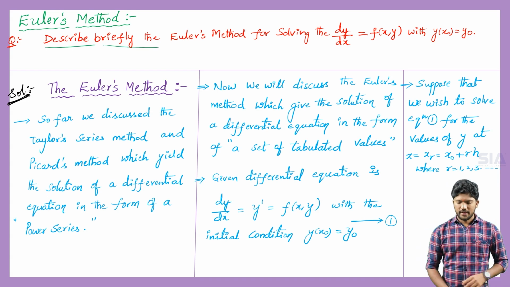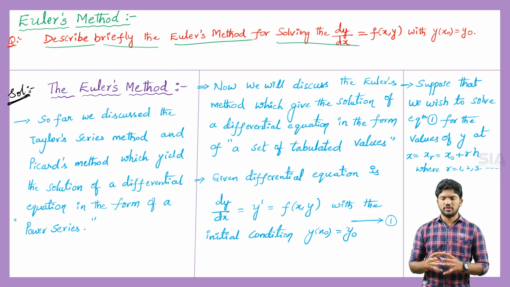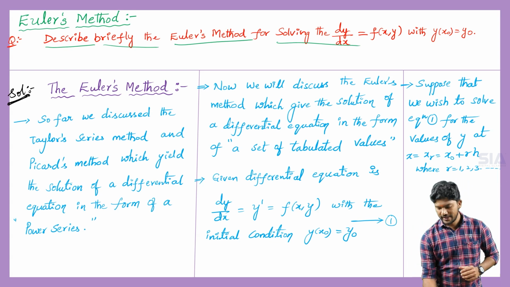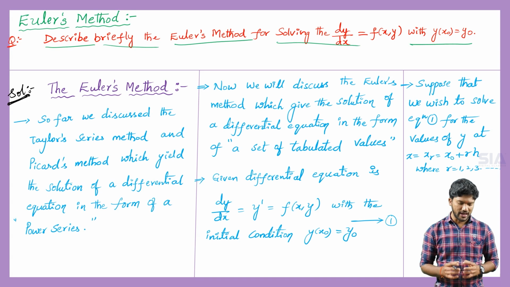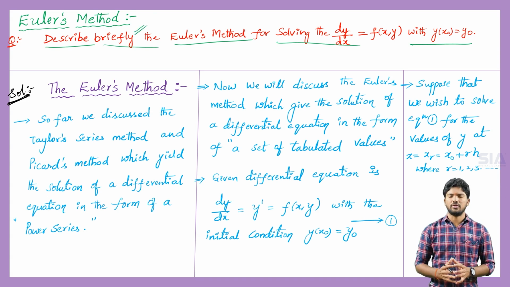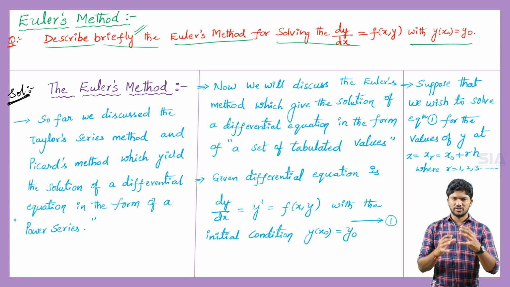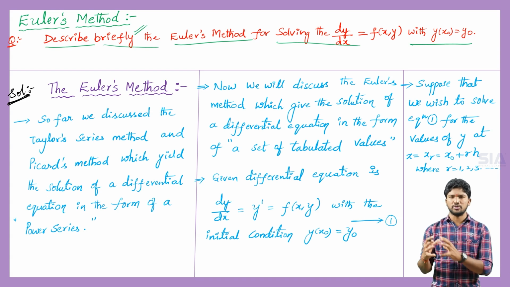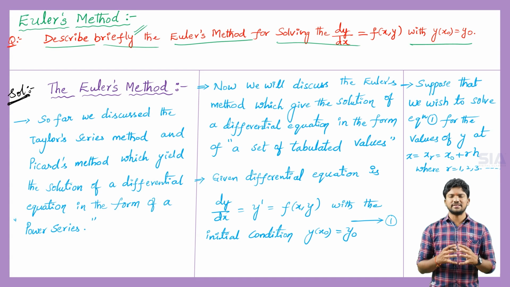Describe briefly the Euler's method for solving dy by dx is equal to f of x comma y with the initial condition y of x naught is equal to y naught. In the statement only they ask that briefly. So discuss briefly the Euler's method. This method does not contain much proof, so we can prove this method as easily as possible.